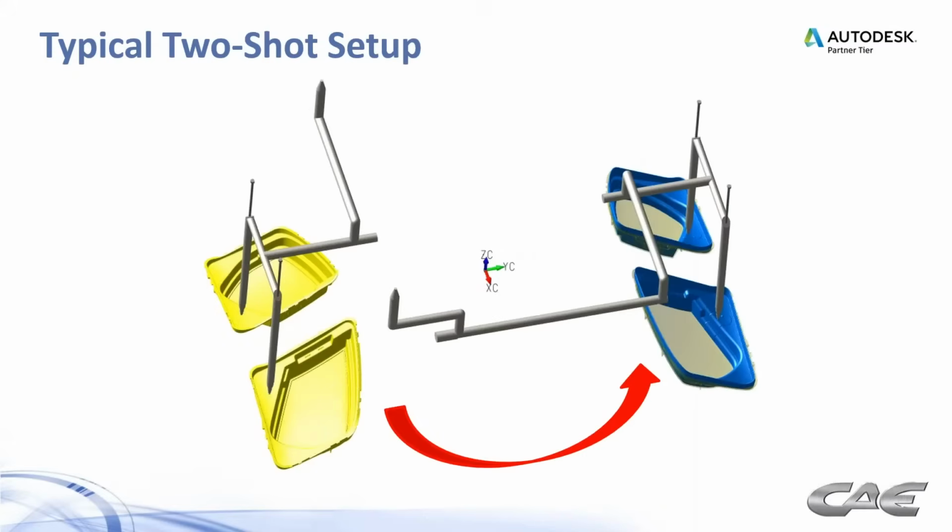Here's a typical 2-shot setup. We've got a manifold for the first shot over here, and we have a manifold for the second shot over here, molding over top of the first shot.